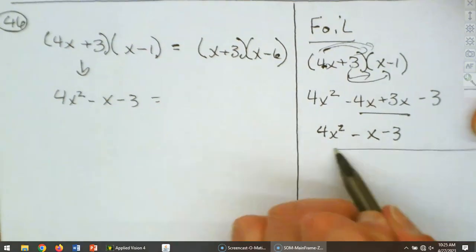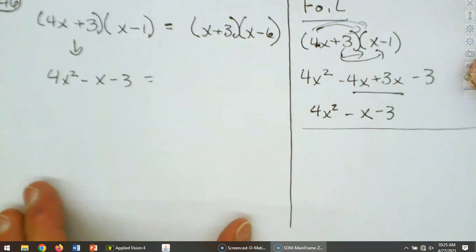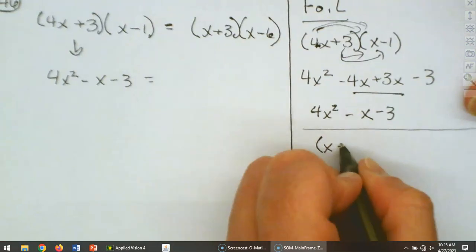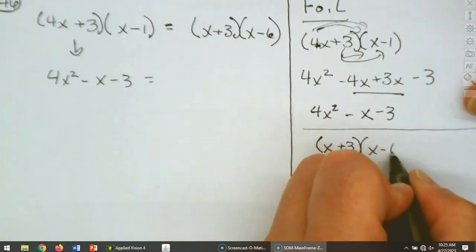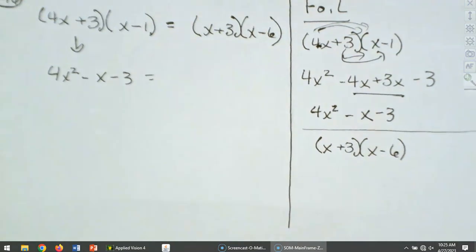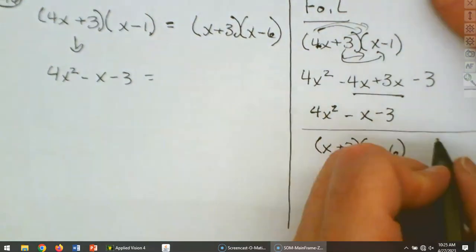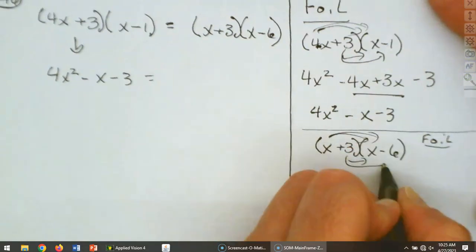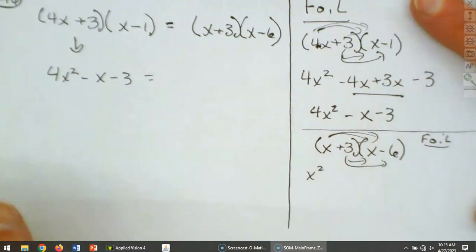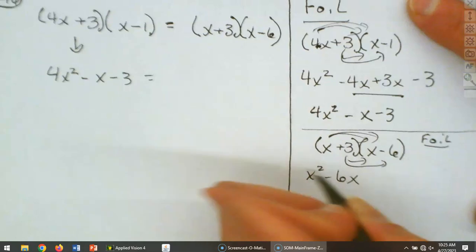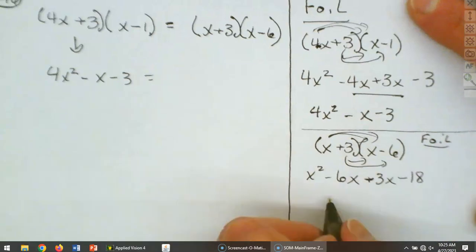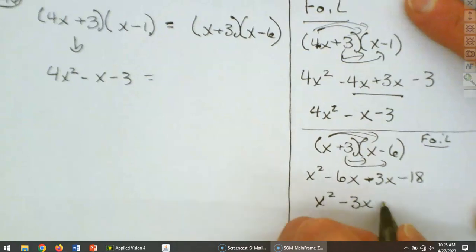We repeat the process on the right-hand side. Again, it's not difficult. It just takes time. So now we've got x plus 3, x minus 6 on the right-hand side. We're going to FOIL this out again, and that's x squared minus 6x plus 3x minus 18, and that is x squared minus 3x minus 18.